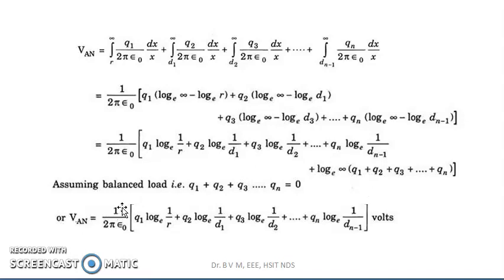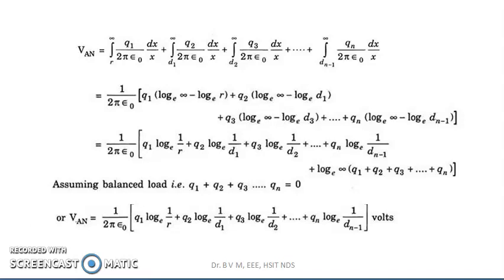Then VAN is equal to 1 by 2 pi epsilon naught times Q1 log of 1 by r, plus Q2 log of 1 by D1, plus Q3 log of 1 by D2, and so on, plus Qn log of 1 by Dn minus 1 volts. This is the potential difference.